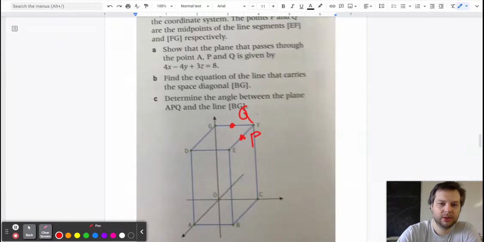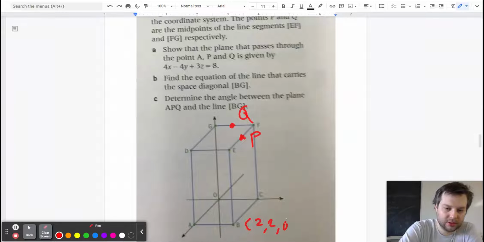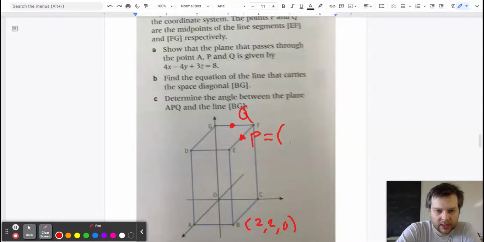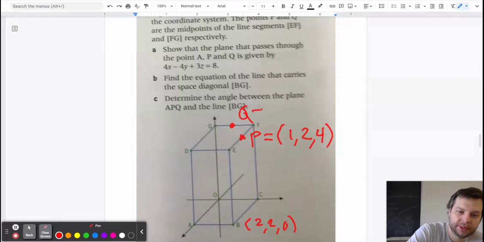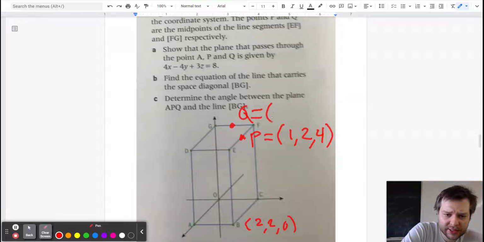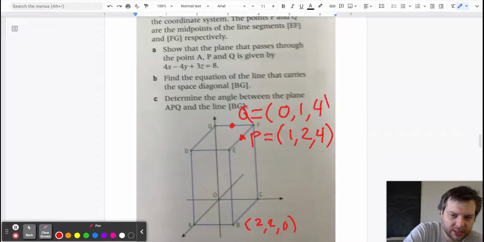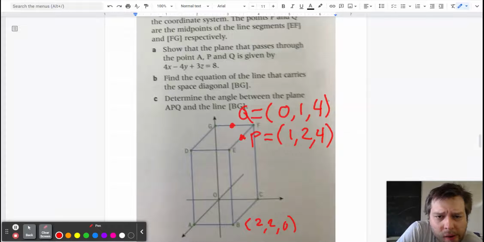So let's just throw a couple coordinates down there then. This means that the point B is 2, 2, 0, for example. The point P is a midpoint, so I guess it's one step in the X, two steps in the Y, and we had a height of 4. So that looks correct to me. And then similarly with point Q, that looks like it's 0 steps in the X direction, 1 step in the Y direction, and 4 steps in the Z direction.